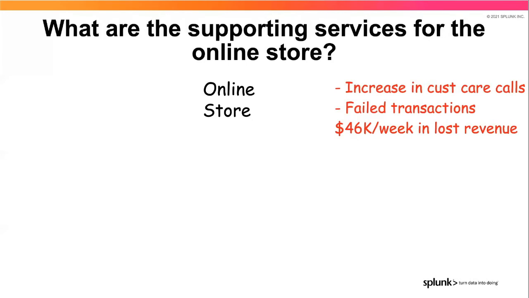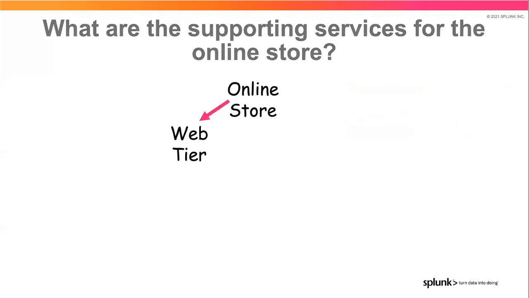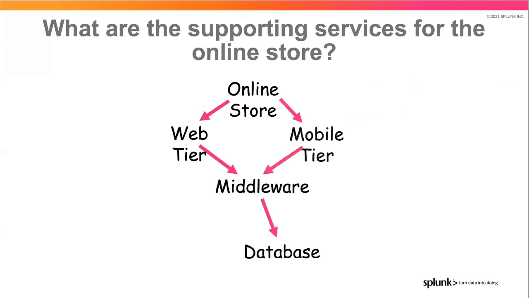The next thing that we're going to do is we understand that the online store is supported by a whole bunch of different sub-services, right? The online store is supported by the web tier. The web tier is supported by our middleware applications, which may be supported by our database application. And also the online store can be accessed via the mobile tier, okay? And also we have external calls that are coming in, right?